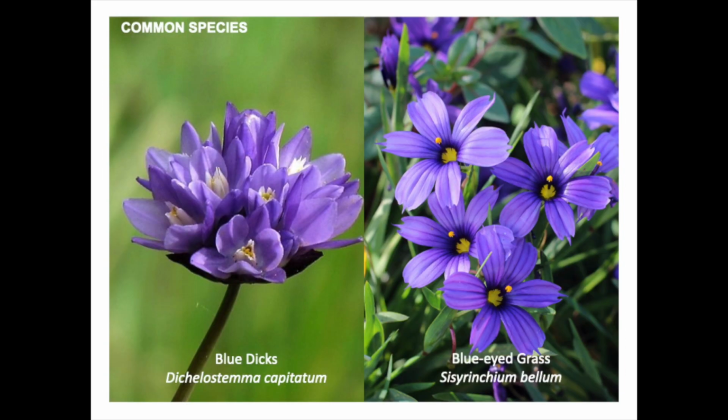Blue dicks are super common. There are a lot of them blooming right now. There's another species, ookow, which looks very, very similar, that blooms later in the season. If you want to know how to tell them apart, come out on a walk with me and I'll explain it in the field. But very, very common. Oh, I just realized I haven't changed the genus on this. It has changed. It's now Dipterostemon. And then on the right is blue-eyed grass, another common plant.